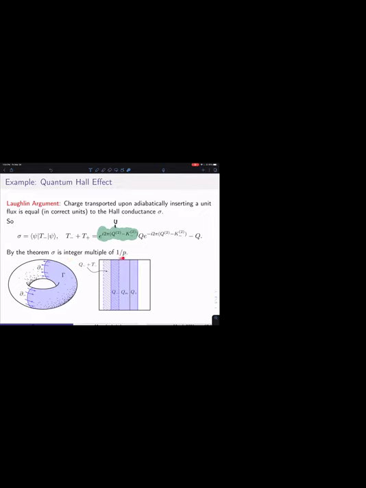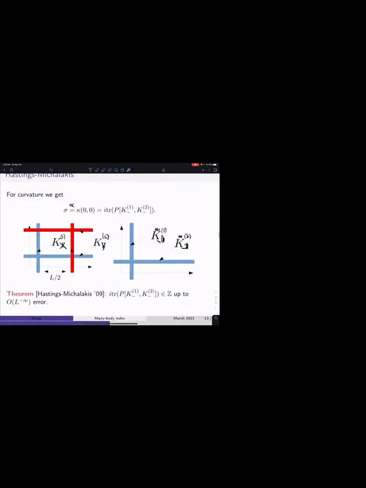And again, by the theorem that we discussed, this is an integer multiple of 1 over p, the charge that goes through this d minus boundary upon insertion of this unit flux. Then there is a computation that you need to do to show that this is really the Hall conductance, although it's nearly a definition of Hall conductance. We then did the computation to indeed show that this is equal to the Hastings-Michalakis expression for the Hall conductance. Though I would say that, if you think of Laughlin's argument, the amount of charge that you get crossing the boundary if you insert this one flux is essentially a definition of Hall conductance.